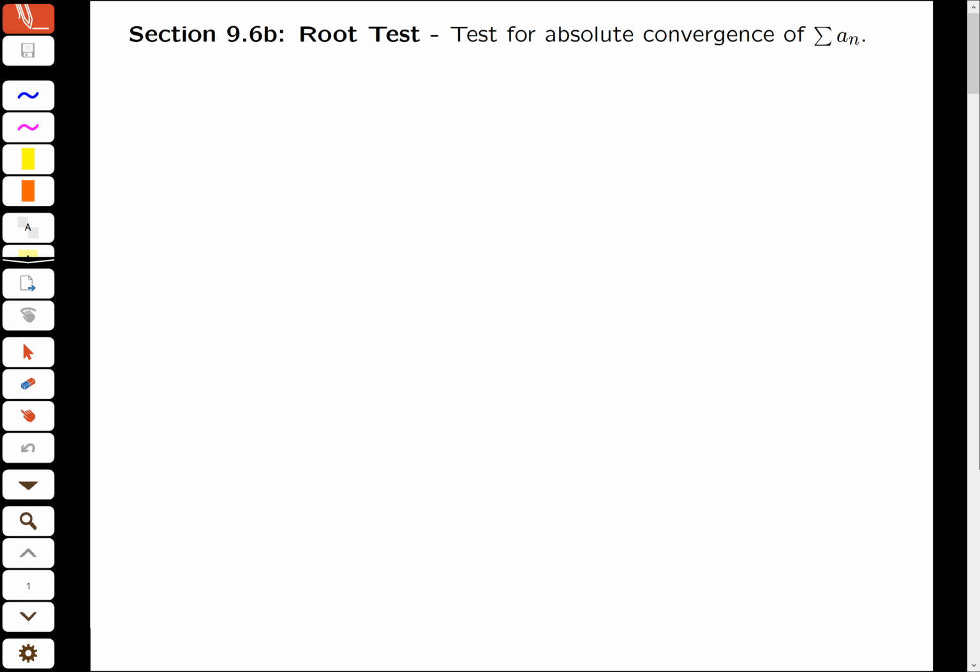Okay, the second half of section 9.6 is talking about the root test. Last time we talked about the ratio test. What did the ratio test say? We had three possibilities. What were they? The limit of a_{n+1} over a_n: if it's less than 1, the series converges absolutely.